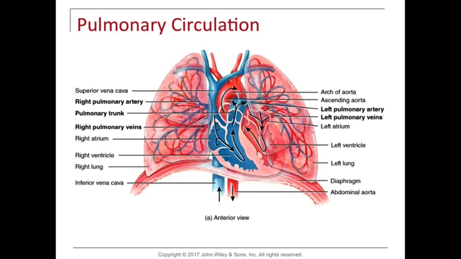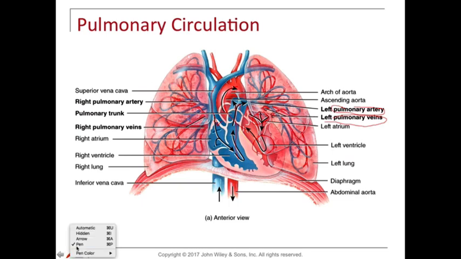Pulmonary circulation. We did this when we did the heart. So it's going to go from superior vena cava into the right atrium, into the right ventricle, into the pulmonary trunk, into the left and right pulmonary arteries. Pulmonary arteries are going to lead the deoxygenated blood into the lungs, and then from the lungs it's going to lead into the pulmonary veins, into the left atrium, into the left ventricle. Left ventricle is going to pump blood into the arch of the aorta, back into systemic circulation.